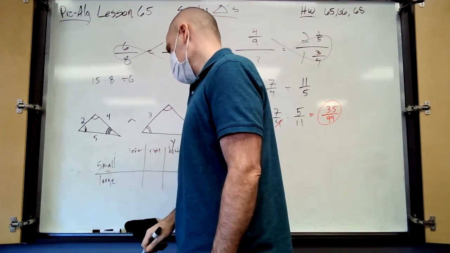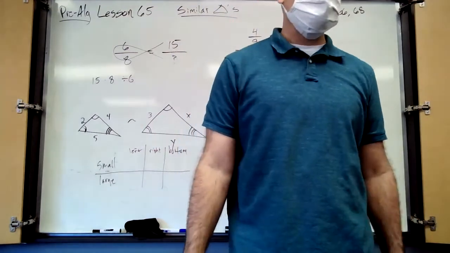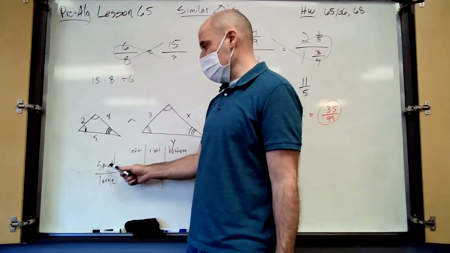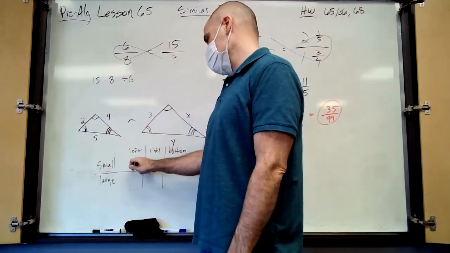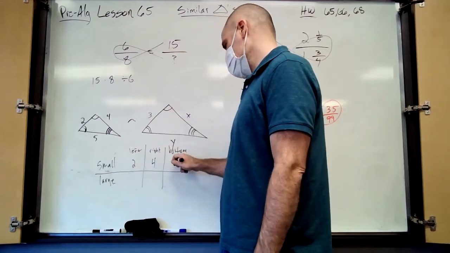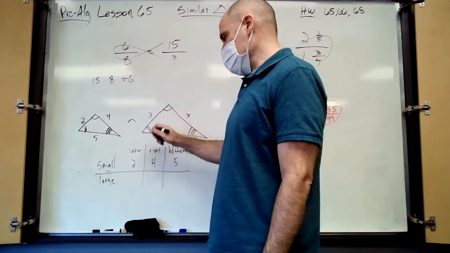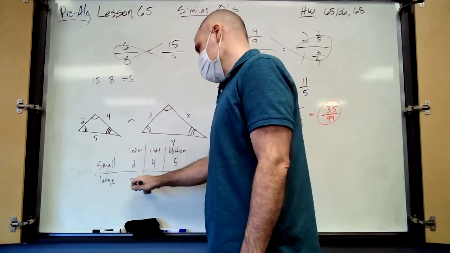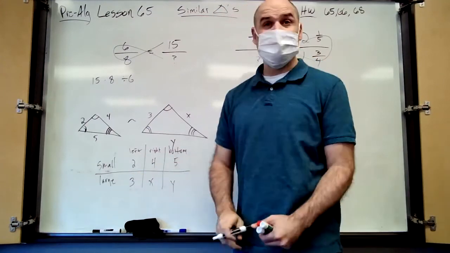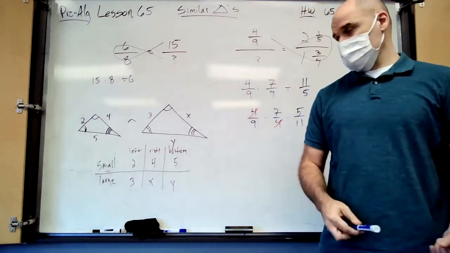Are you guys paying attention? Okay, let's just fill in the blanks. What's the left side of the small triangle? 2. What's the right side of the small triangle? 4. And the bottom? 5. So the left side of the large triangle is 3. The right side is X, and the bottom is Y.